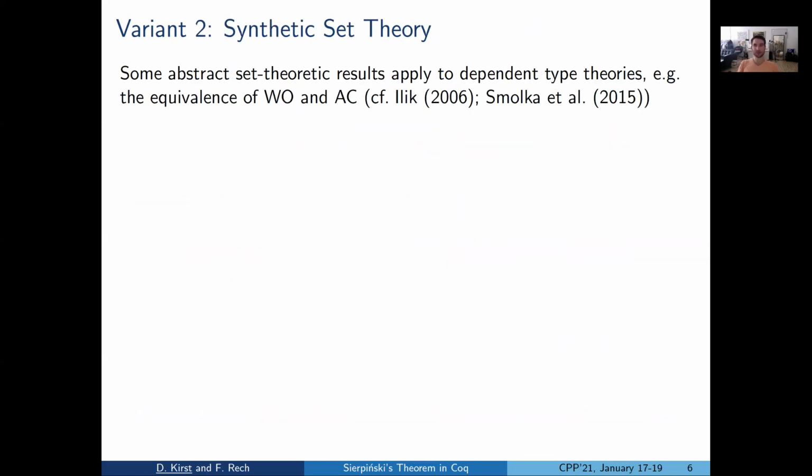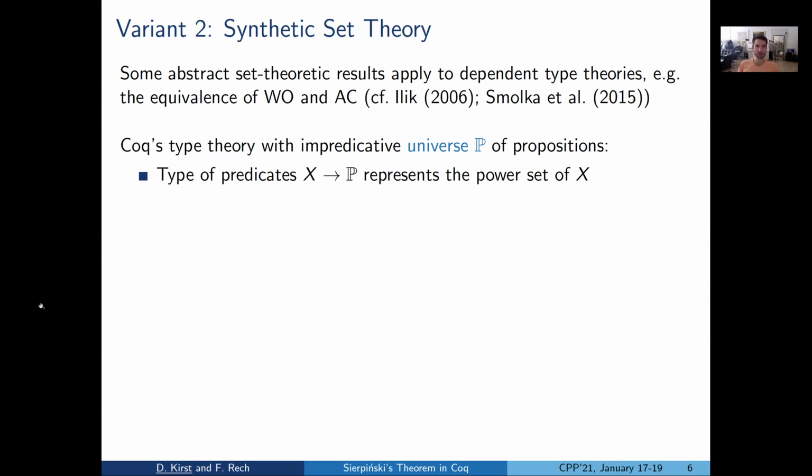All right, so looking at the second setting, here we work in type theory itself to represent set theory. And that's of course not a new idea. It is well known that some set theoretic results apply to type theory, for instance, the equivalence of the well-ordering theorem and the axiom of choice itself. In particular, type theories in the family of Coq's type system, where you have an impredicative universe of propositions, are really well suited to represent set theory, because you do have a notion of power set available by the type of unary predicates, and also you have an anonymous propositional existence where the witness of an existence can be hidden in the proof.